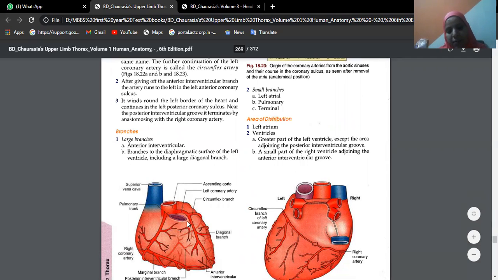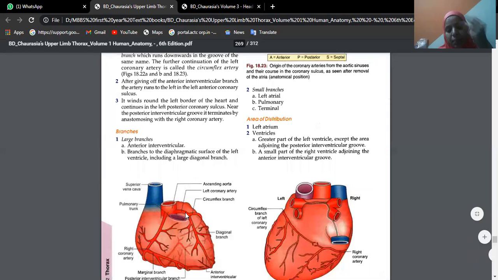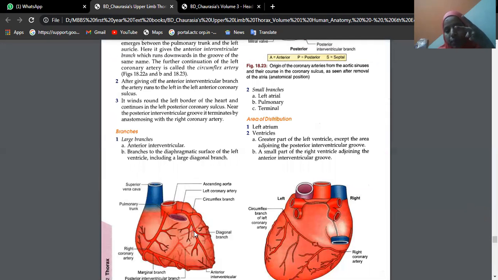Actually, it will either bifurcate or trifurcate. Bifurcate means it is dividing into two. The bifurcating branches are the anterior interventricular branch and the circumflex branch. Sometimes it trifurcates. That means it gives the anterior interventricular branch, the circumflex, and also the diagonal branch. It may come directly from the left coronary artery, but most of the time the diagonal artery comes as one of the branches of the anterior interventricular artery.